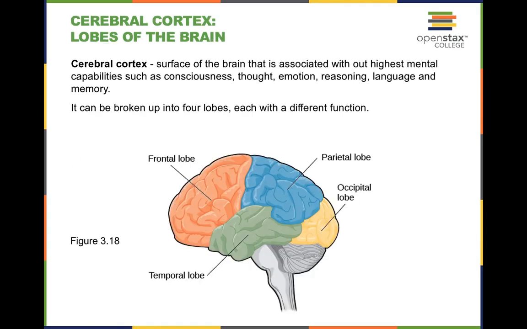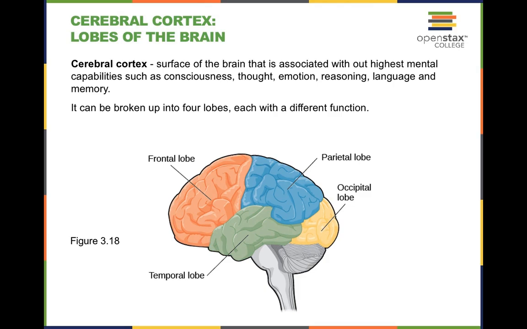Okay. All right. So whenever it comes to the cerebral cortex, this is just overall the surface of the brain that's associated with our highest mental capabilities, such as consciousness, thought, emotion, reasoning, language, as well as memory. And the four lobes of the brain include the frontal lobe, the parietal lobe, the occipital lobe, as well as the temporal lobe.